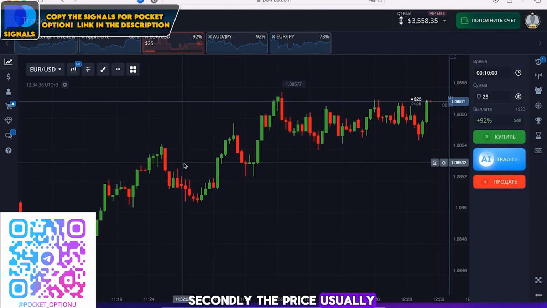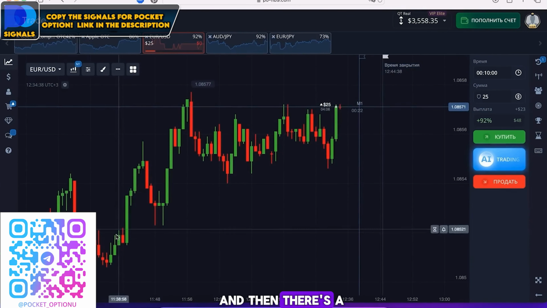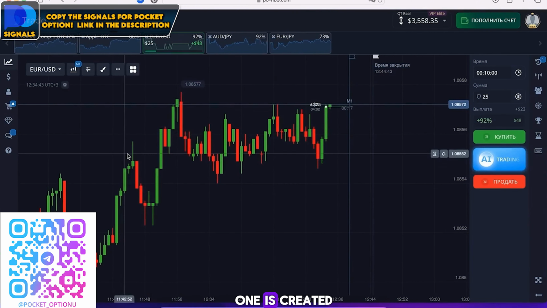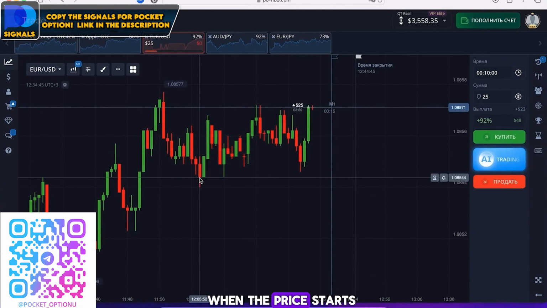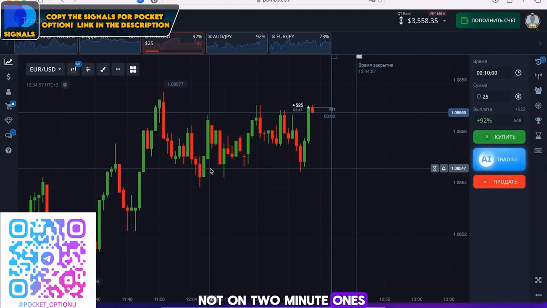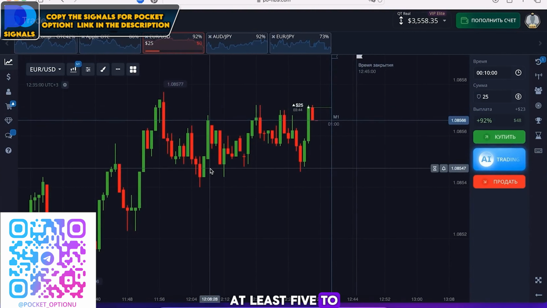Secondly, the price usually dips down, tries to turn around, and then there's a price compensation. Because of this, the previous high is broken and a new one is created. So when the price starts to correct itself or goes down, try to open a trade for an upward movement, but not for a short term. Not on 5-second timers, not on 10, not on minute ones, not on 2-minute ones. Try to open for at least 5 to 10 minutes.